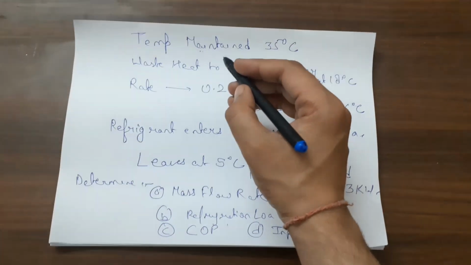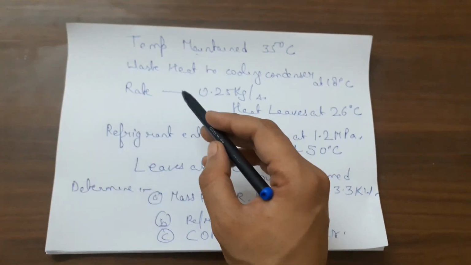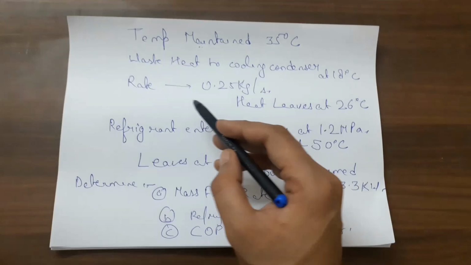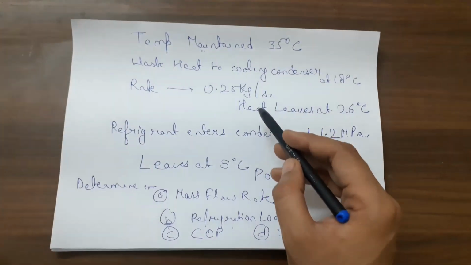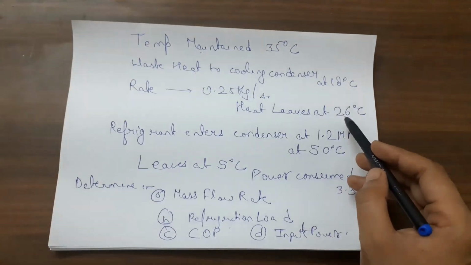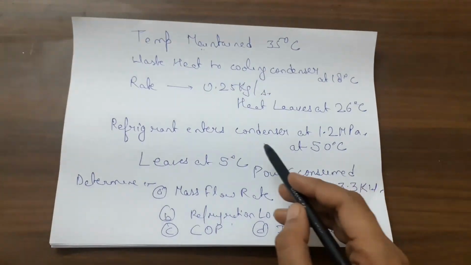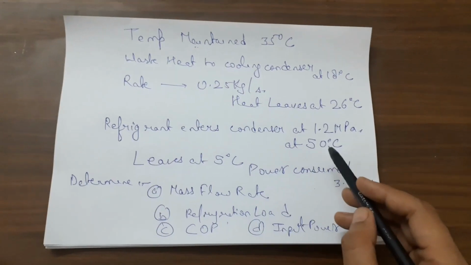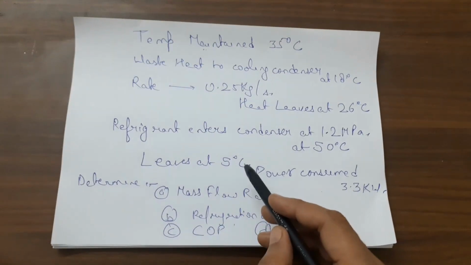And here the question is, the temperature maintained in this question is 35 degrees Celsius, which is given, and the waste heat to the cooling condenser is at 18 degrees Celsius. The rate at which it is there is 0.25 kg per second, and the water leaves at 26 degrees Celsius. And the refrigerant enters the condenser at a pressure of 1.2 megapascal and a temperature of 50 degrees Celsius, and it leaves at 5 degrees Celsius.